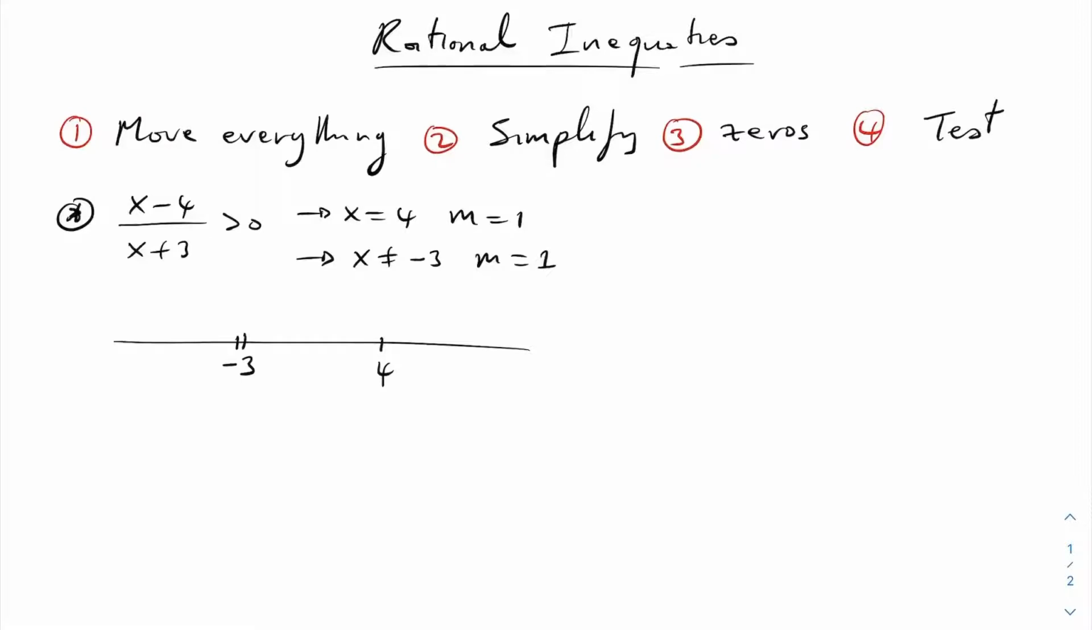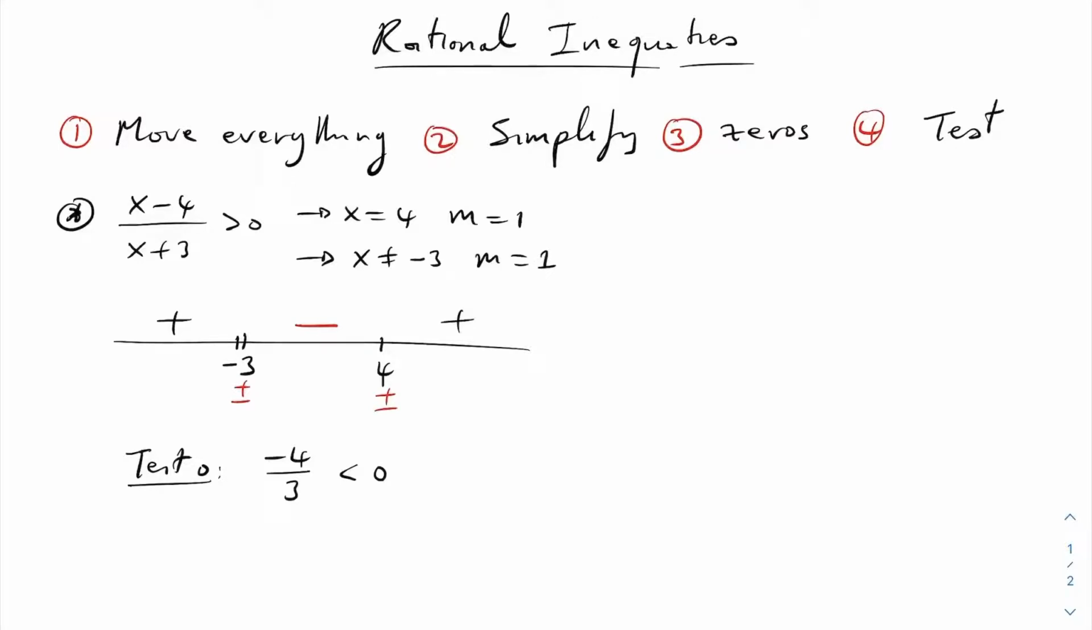And so now let's go ahead and pick a point and test that point. I'm going to go ahead and pick 0 here. And so if I plug in 0 into my inequality, I'm going to have on top negative 4 and on the bottom 3. So that means that my answer here is negative. So I'm going to put a negative sign between negative 3 and 4. And so since they both have multiplicity 1, as I cross them, I should change the sign. And so the sign after I cross negative 3 here should be positive, and the sign after I cross 4 here should be positive as well.